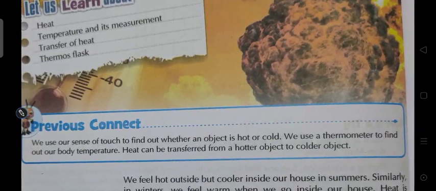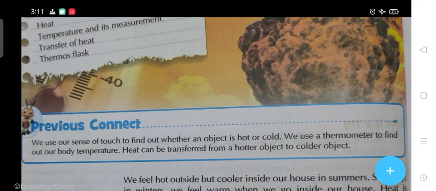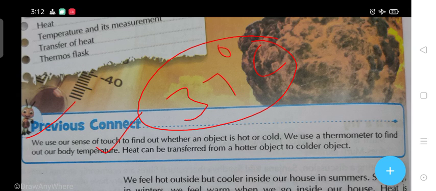Okay? So, whatever we have studied in the previous class, that was 6th, let's connect with the previous class. We use our sense of touch to find out whether an object is hot or cold. Yes, by touching any object, students, we know that it is hot or cold. We use a thermometer to find out our body temperature. Why do we use a thermometer? To measure the body temperature, and the normal body temperature of the human body is 37 degrees Celsius.